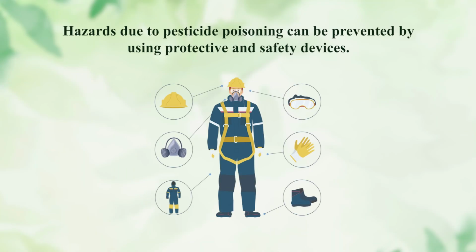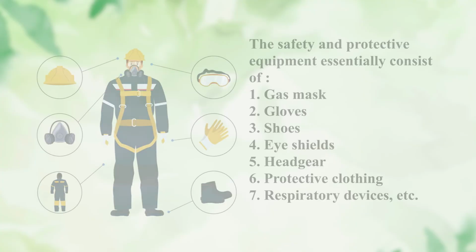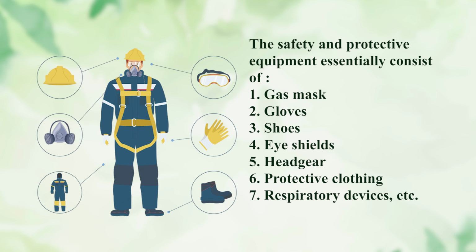Now, let's focus on the safety and protective devices used to prevent hazards. Hazards due to pesticide poisoning can be prevented by using protective and safety devices. The various kinds of pesticide poisoning and their first aid treatment have already been discussed. The safety and protective equipment essentially consists of gas mask, gloves, shoes, eye shields, headgear, protective clothing, respiratory devices, etc.